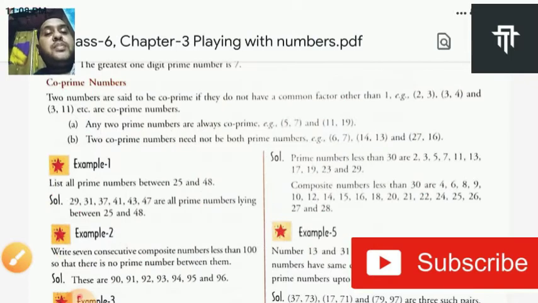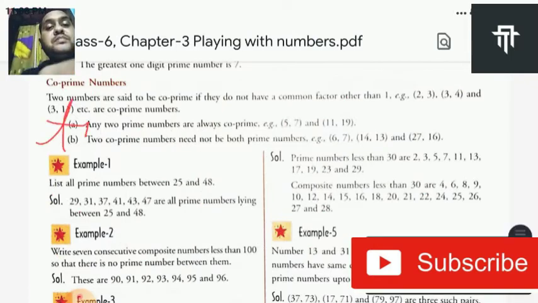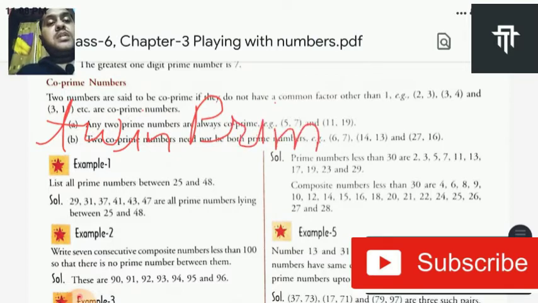Next one is twin prime. So what are twin prime numbers? Twin means two, and prime. So the pair of prime numbers whose difference is 2 are called twin prime numbers. I am again repeating, the pair of prime numbers whose difference is 2 are called twin prime numbers.